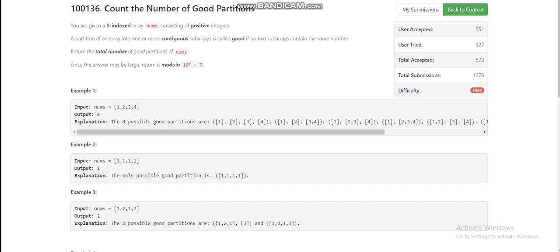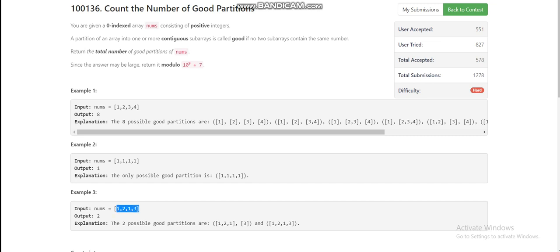Hello everyone. Today we are going to discuss the fourth problem of Leetcode Weekly Contest 375, which is count the number of good partitions. We are given an array nums consisting of positive integers, and we have to partition the array. A partition of an array means that we divide the array into contiguous subarrays. It is called good if no two subarrays contain the same number, and we have to return the total number of good partitions of nums modulo 10 to the power 9 plus 7.